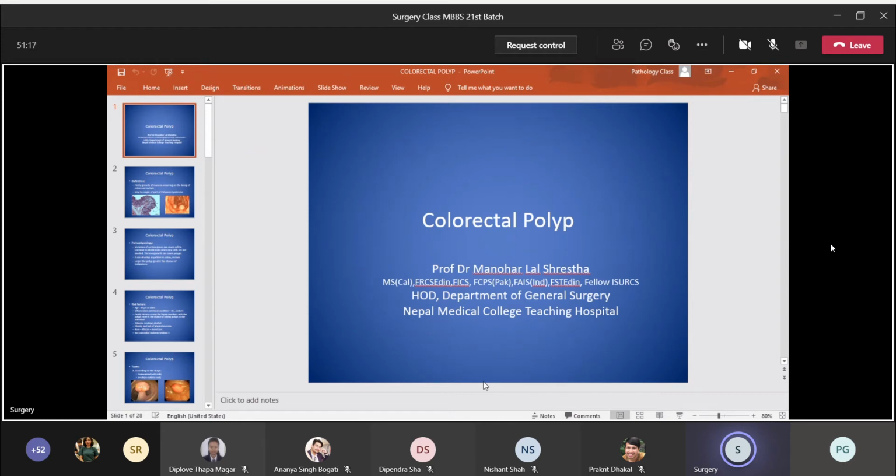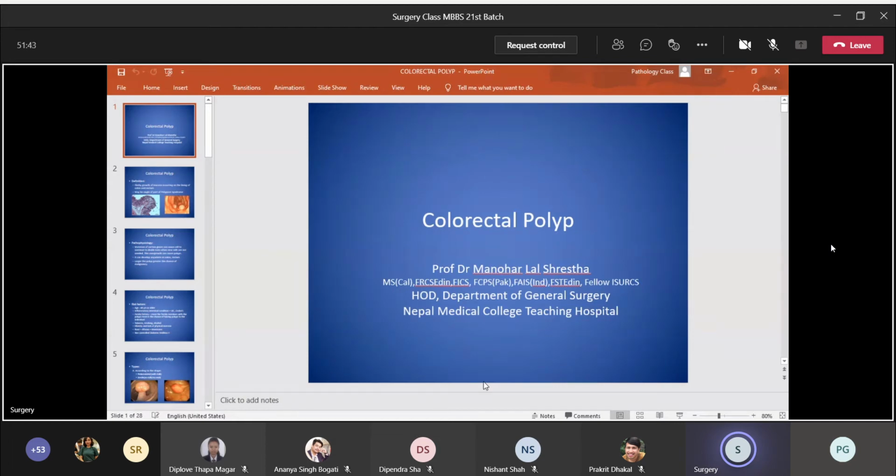Usually polyps in the rectum and colon are a different entity nowadays, but for the purpose of teaching, we take it as colorectal polyp. But polyps in the rectum and colon could be discussed in different groups also. Anyway, this is what colorectal polyps mean for us in our practical life.